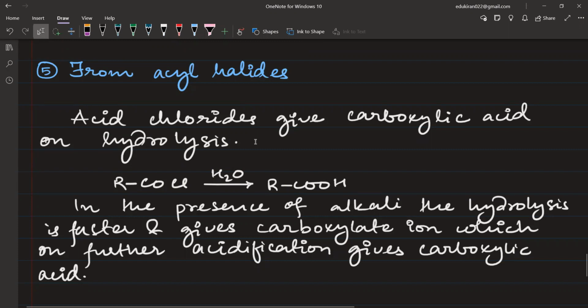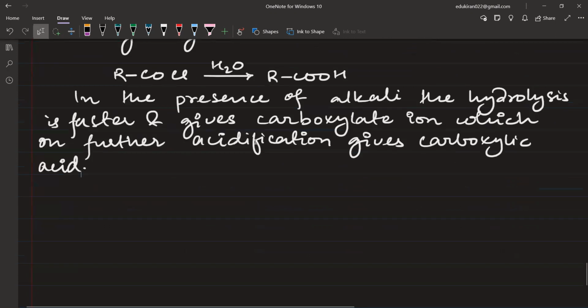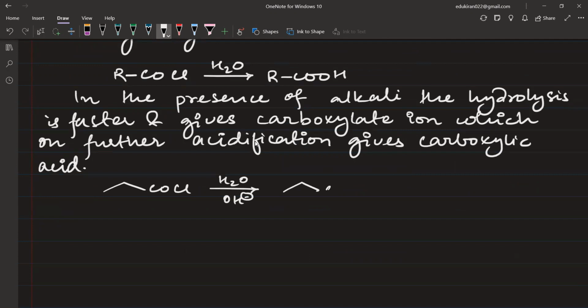Okay. Look at this reaction. So here, if you have RCOCl, H2O in the presence of OH negative, we are going to get COO negative. Then on further acidification in the presence of H3O plus, we will get COOH. That's the only difference. And this reaction is just quicker.